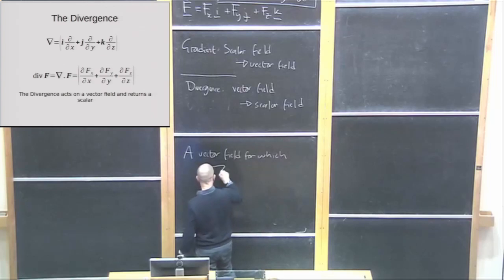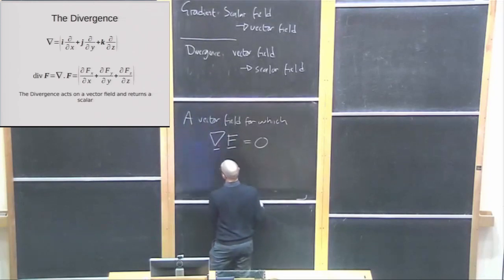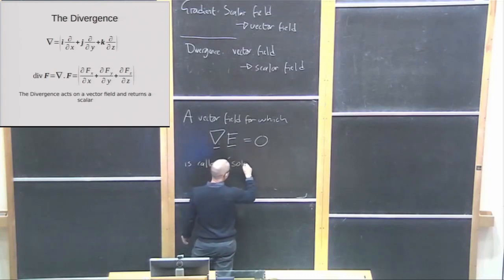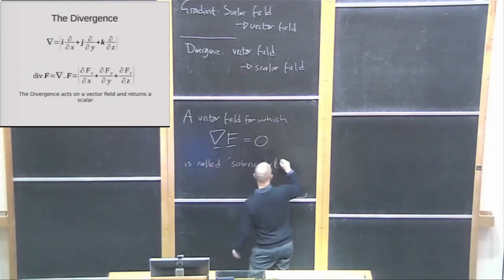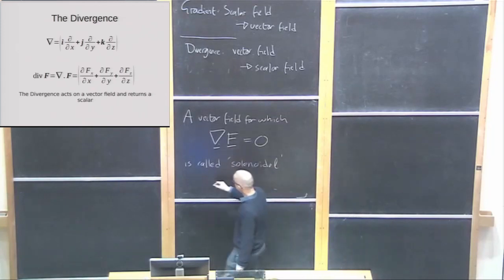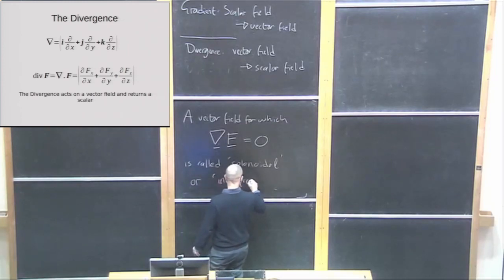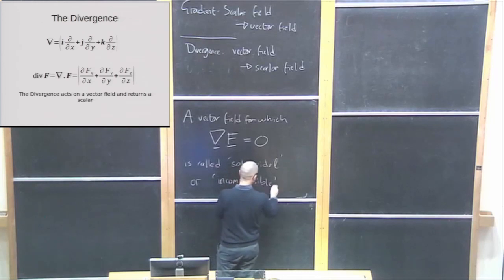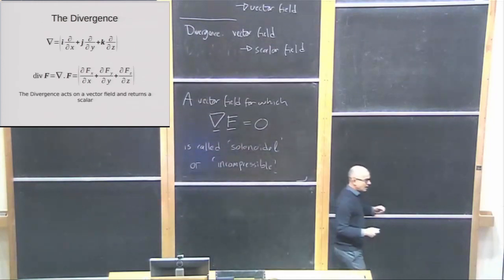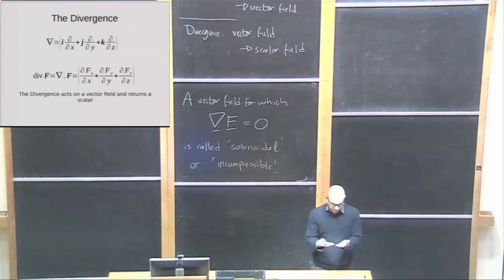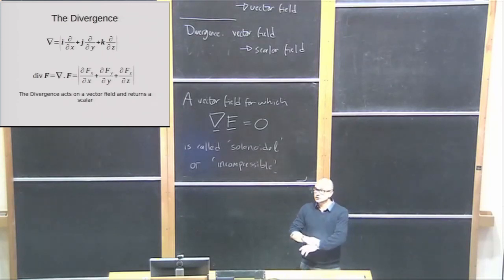Now, a vector field for which the divergence equals 0 is called solenoidal, or sometimes, slightly more obviously, incompressible. And we will see later on in this lecture how one of the best known vector fields in physics is, in fact, several of the best-known vector fields in physics are, in fact, solenoidal or incompressible.